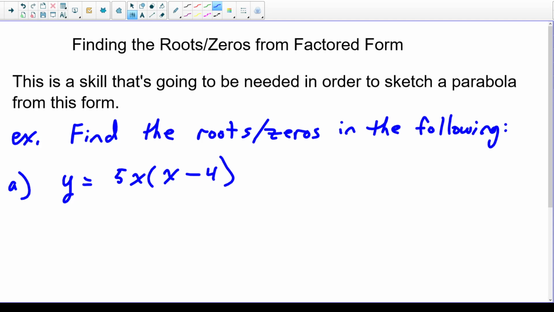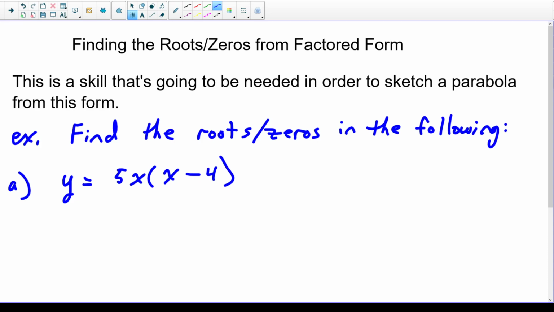And one of the first skills you're going to need is to be able to find the roots or the zeros of the equation that's in factored form. So we're going to start by just looking at that one part. How do you find the roots or the zeros when you're trying to factor to graph a parabola? So the first thing I'd like you to notice is we have our first equation here. Y is equal to 5x times x minus 4.